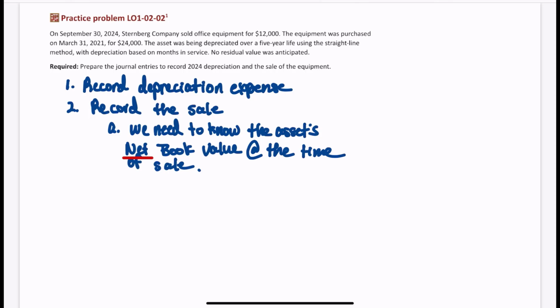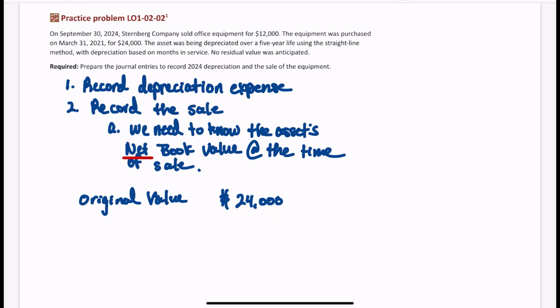Well, net means like you're adding stuff together, right? And so if we're saying net, what we mean is take the asset's original value, which in this case was $24,000. That's what we paid for it. But as of the date of the sale, September 30th, 2024, and we bought it on March 31st, 2021, we had used the asset for a period of over 3 years. So it's no longer worth that original $24,000.